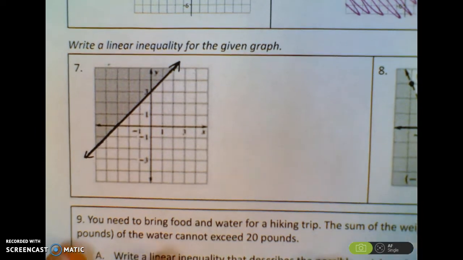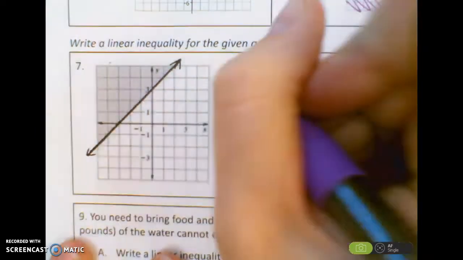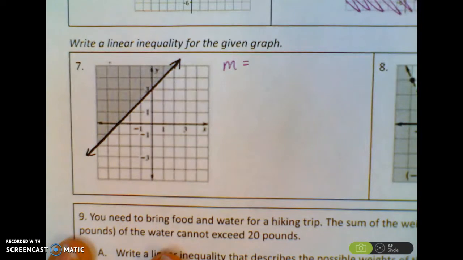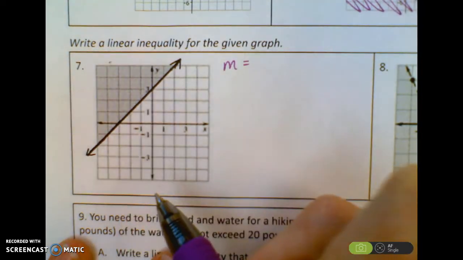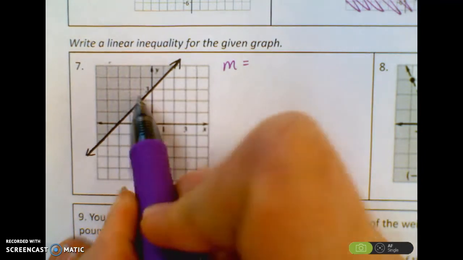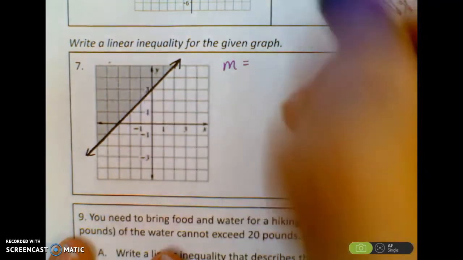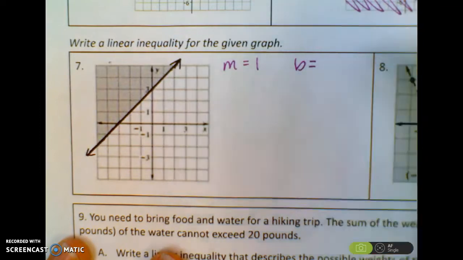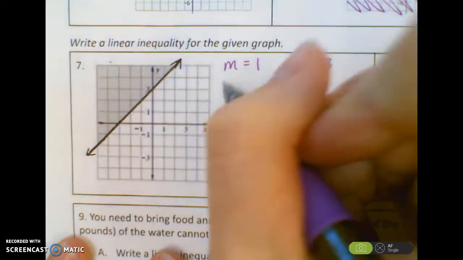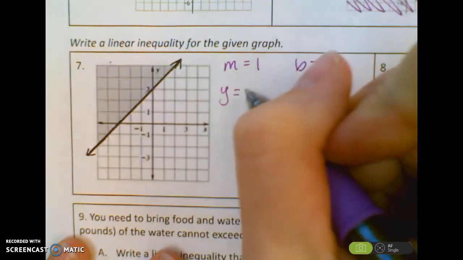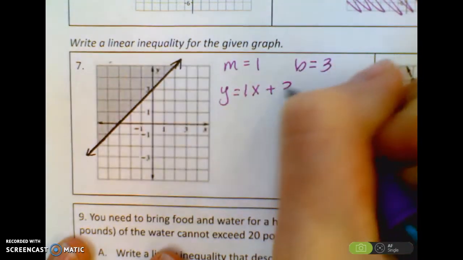What kind of information do we need to write an equation? Well, we need the slope, and if there is one, we need the b value, and it looks like there is one here, the y-intercept. The slope looks like we go up 1 over 1, up 1 over 1, so our slope is 1. And the b value, the place where it touches the y-axis, is 3. So I can write an equation, y equals 1x plus 3.